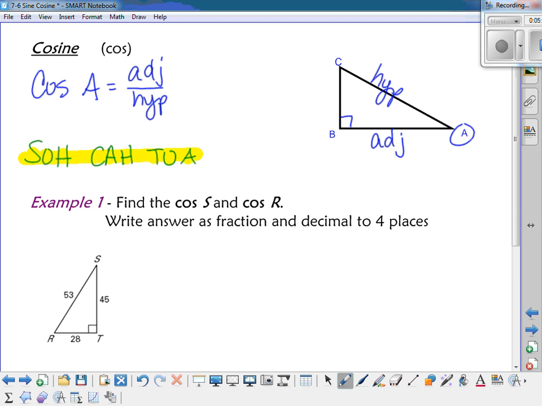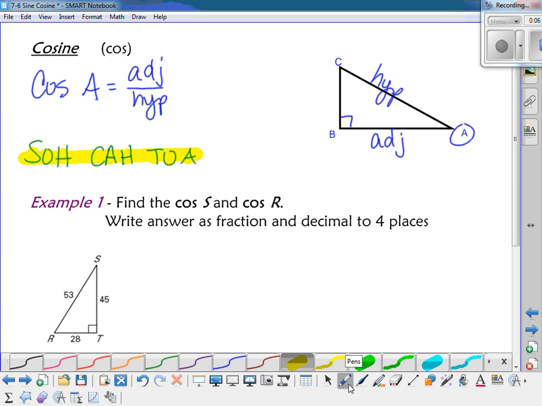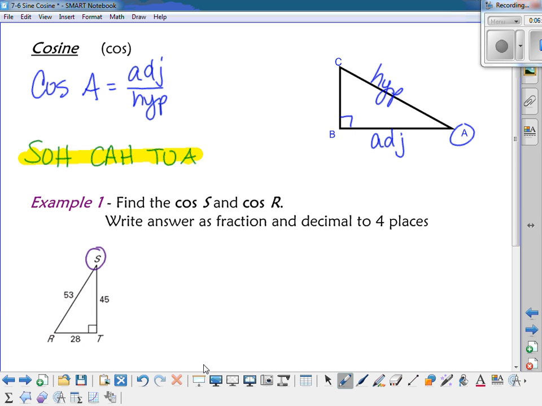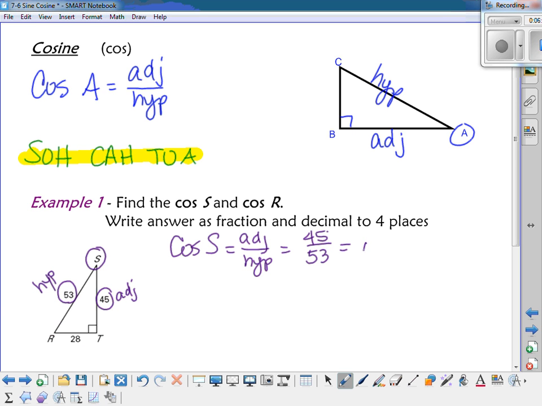For example 1 on cosine, we're going to find the cosine of S and the cosine of R. Looking at angle S, 45 is adjacent, and 53 is the hypotenuse. Those are the two that I need, because the cosine of S is going to be adjacent over hypotenuse, or 45 over 53. That can't be reduced, so we'll leave the fraction as that, and when you do 45 divided by 53, you get 0.8491.